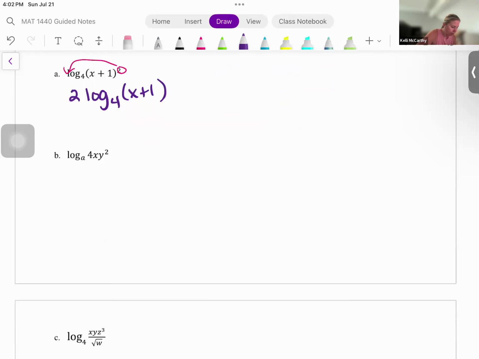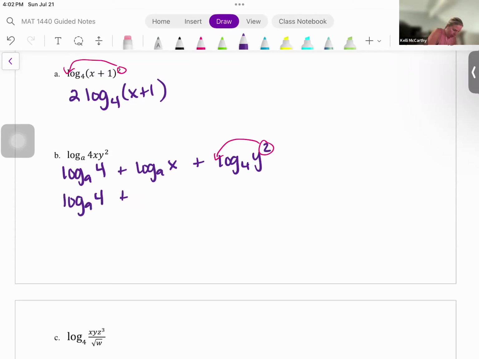Log base a of 4xy squared. So 4xy squared is that argument. All of those are being multiplied, so we're going to expand this using addition. Log base a of 4 plus log base a of x plus log base a of y squared. Make sure you are consistent with your base. And then that exponent on our y can be brought down as a coefficient. Log base a of 4 plus log base a of x plus 2 log base a of y.